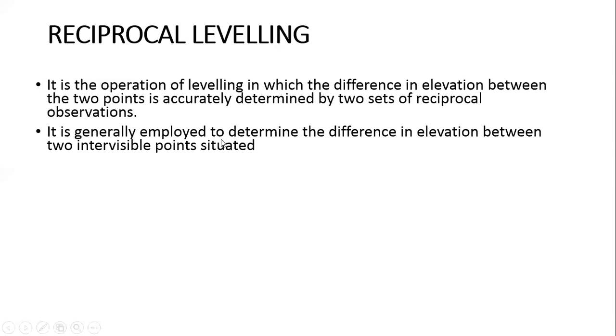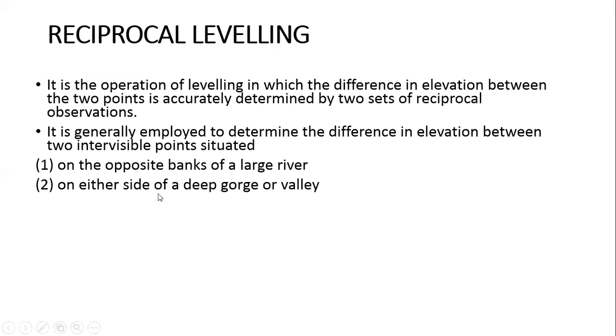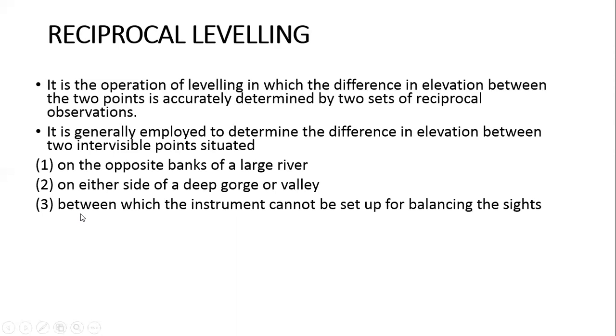It is employed to determine the difference in elevation between two intervisible points situated, number one, on the opposite banks of a large river, or number two, on either side of a deep gorge or valley. In case of a gorge or valley, it is not possible to set the instrument midway because the lowest point is very low. And the third condition is where the instrument cannot be set up for balancing the sides. If you are not able to set your instrument exactly between the 2 points, then in that case you have to perform reciprocal leveling.